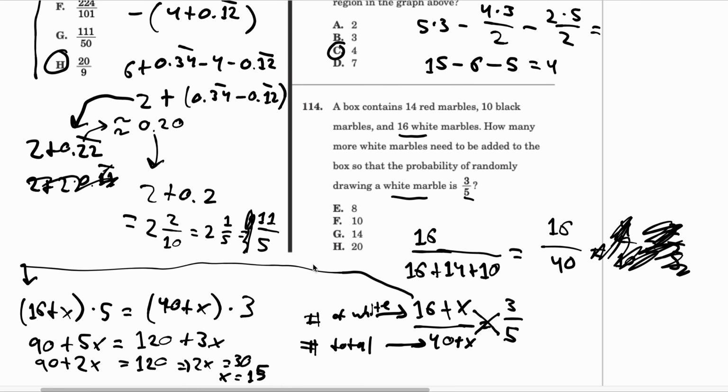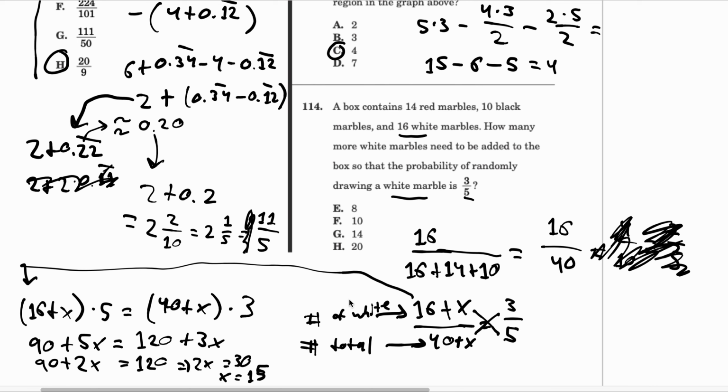Okay, and that's I guess not one of our choices. Oh yeah, let's see, what did I mess up on here? So there are 16 white marbles, right? And then the total number would be 40. Yeah, so then we need to add some white marbles. So let's see, maybe I did something wrong with the, oh right, okay.